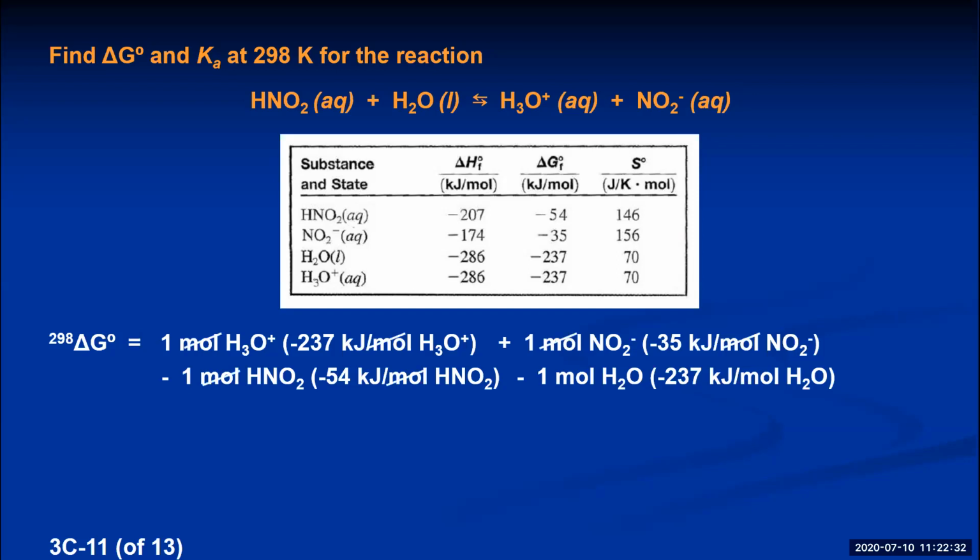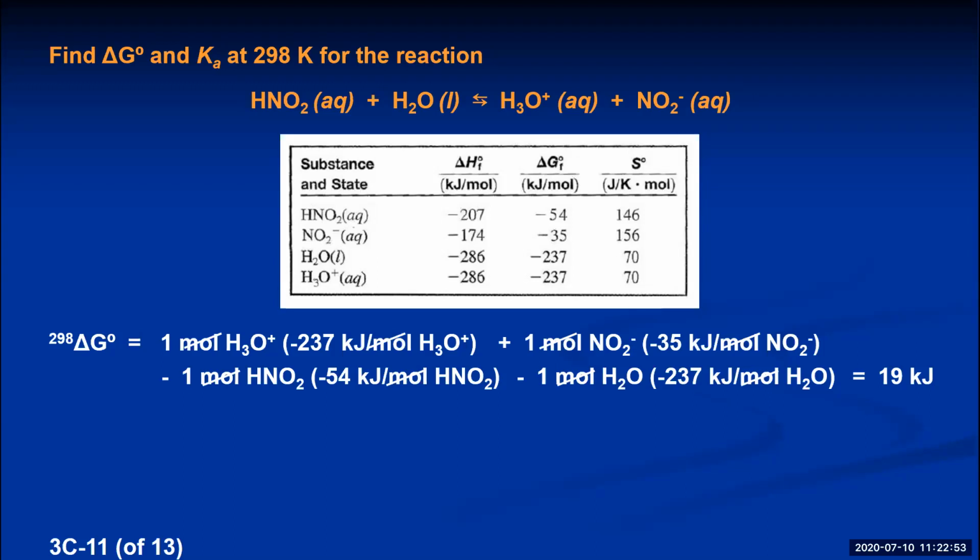Moles cancel out in each of the terms, and the answer comes out in kilojoules, and I get 19 kilojoules, which means starting with 1 molar concentrations of all the reactants and products, the reverse reaction is spontaneous, which should make sense for a weak acid. Most weak acid molecules stay bonded together. You will not have large amounts of the product hydroniums and nitrites.